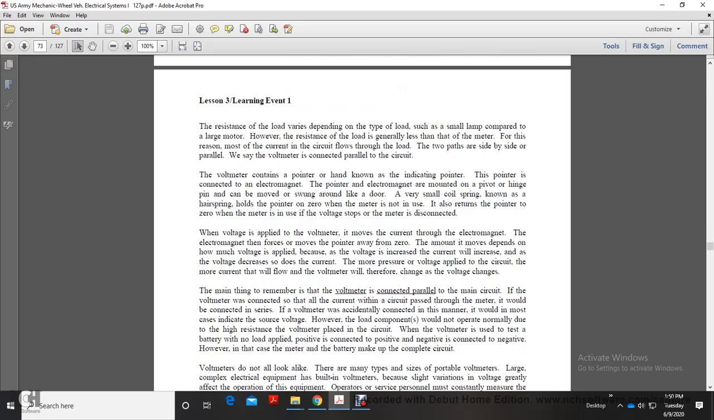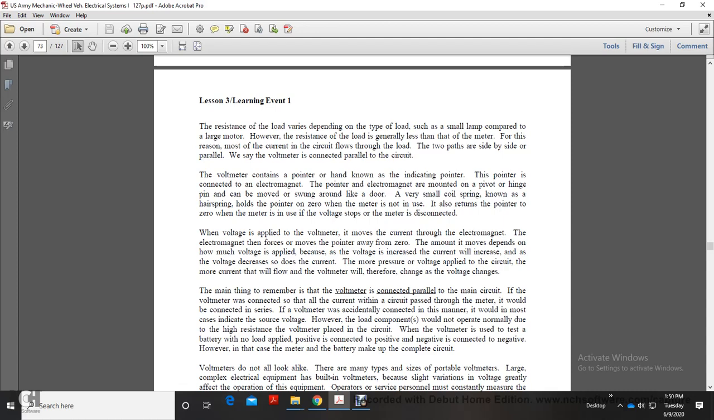The resistance of the load varies depending on the type of load, such as a small lamp compared to a large motor. However, the resistance of the load is generally less than that of the meter. For this reason, most of the current in the circuit flows through the load. The two paths are side by side, or parallel. We see that the voltmeter is connected in parallel to the circuit.